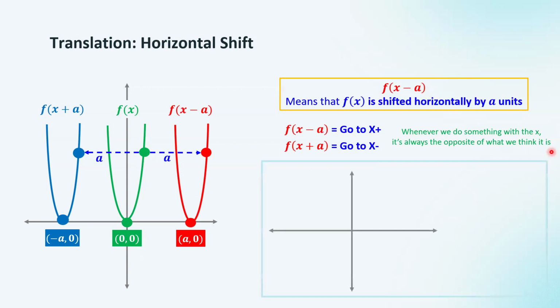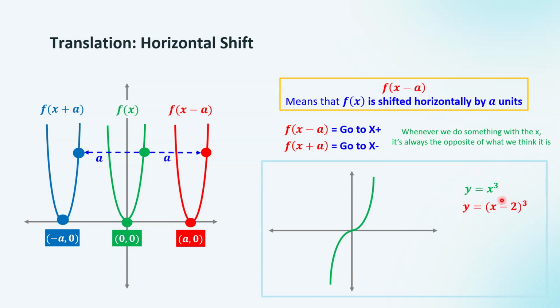Now, let's try to see some examples. Let's say I have y equals x cubed. Now, can you try to guess the position of the graph if we have y equals (x minus 2) squared? Can you try to guess it?